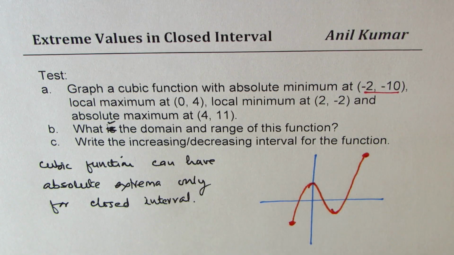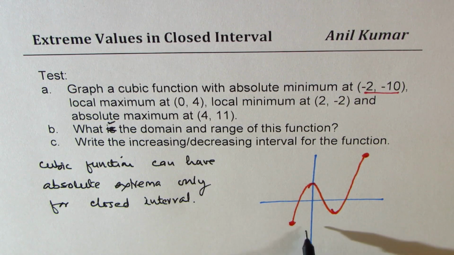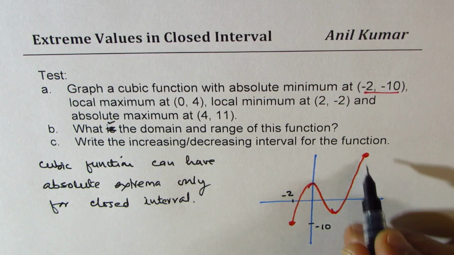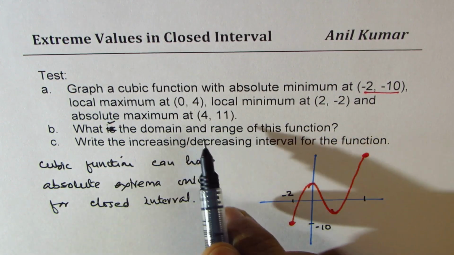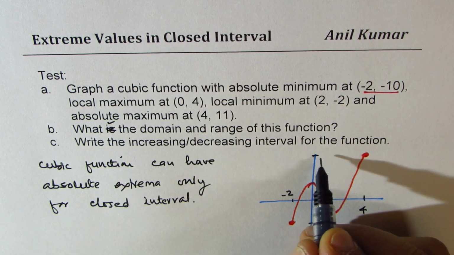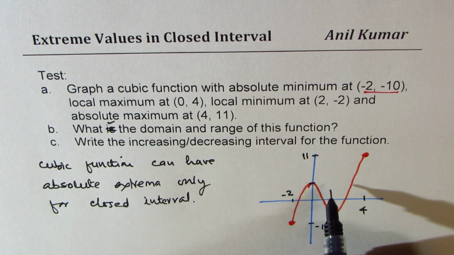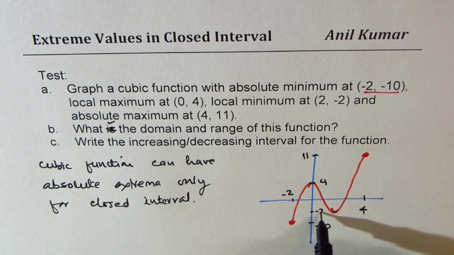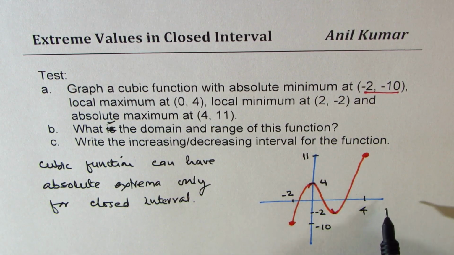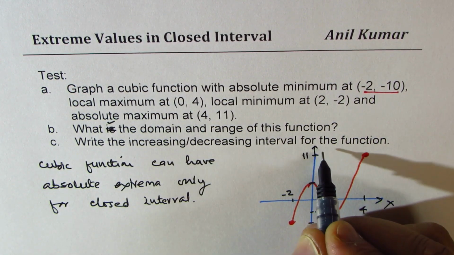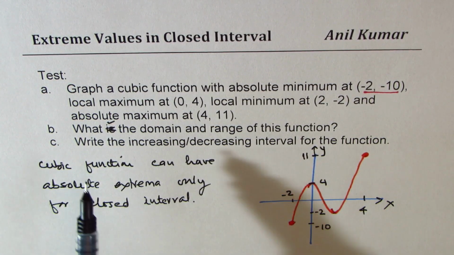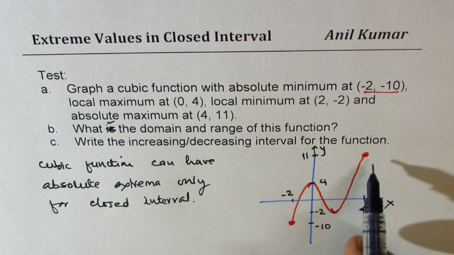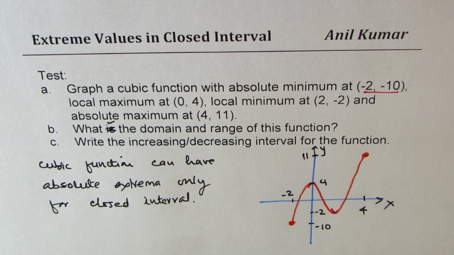Do you understand? So that is how the function should be sketched, where the given points are -2, -10 as one extreme, the other one is 4, 11. Right? This point is given to us as local maximum, and that is local minimum at 2, -2. Now once you have this graph, you can easily answer the rest of the questions. So part A is done. That is the sketch. We have a cubic function restricted on both the ends.